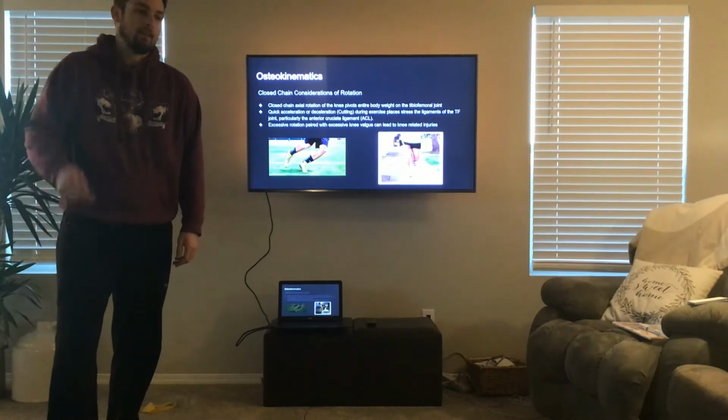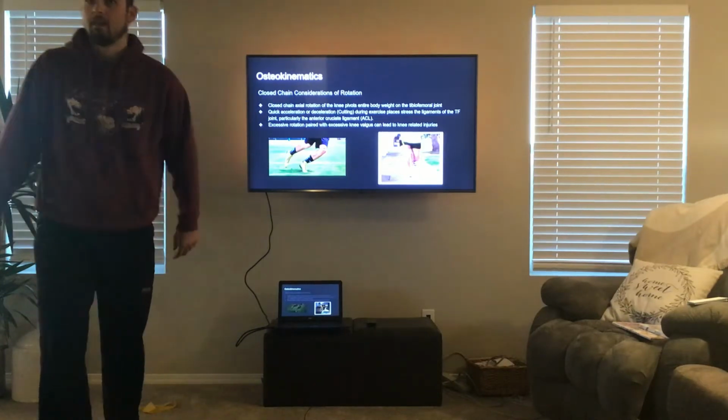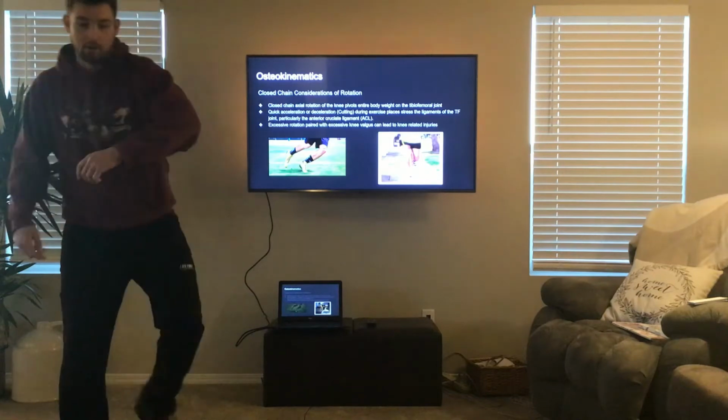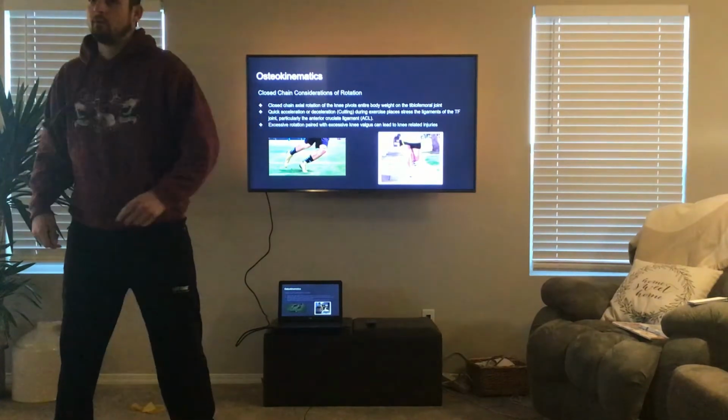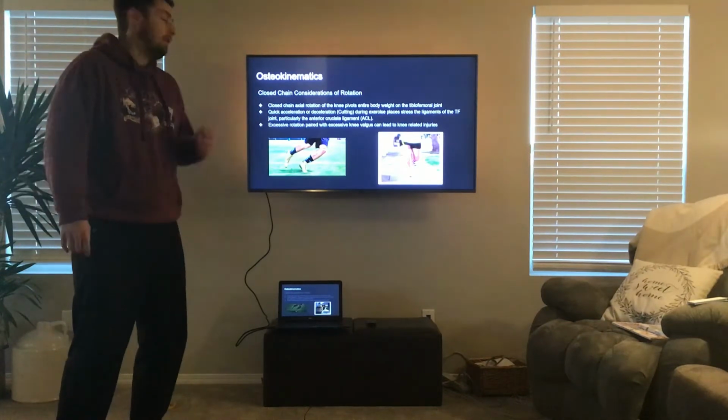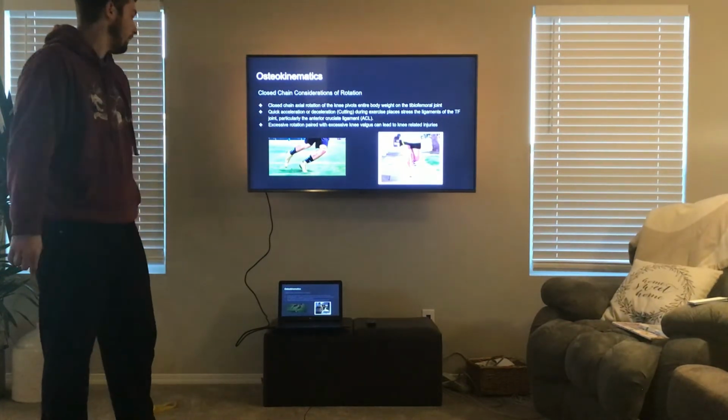Shouldn't have to tell you, that may not feel too good in your knee if you do it the wrong way. That's where you see a lot of knee injuries, such as your ACL tears, is just from that quick twisting motion right there, putting a whole lot of pressure on your knee, on your tibiofemoral joint. Another thing to consider is knee valgus.